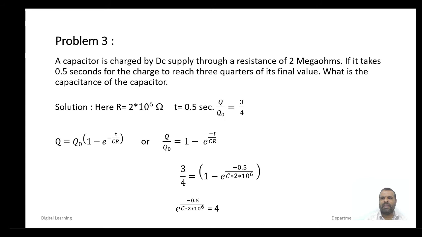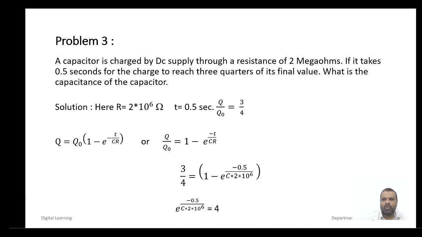Problem 3. A capacitor is charged by DC supply through a resistance of 2 megaohms. If it takes 0.5 seconds for the charge to reach 3/4 of its final value, what is the capacitance of the capacitor? Here, R = 2 × 10⁶ ohms, t = 0.5 seconds, Q/Q₀ = 3/4.